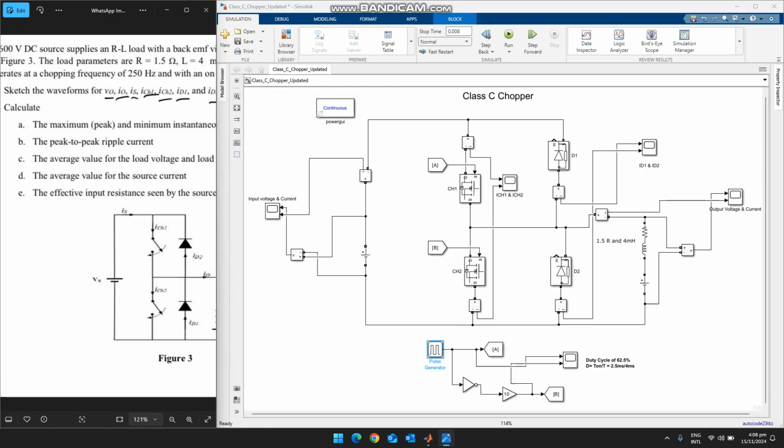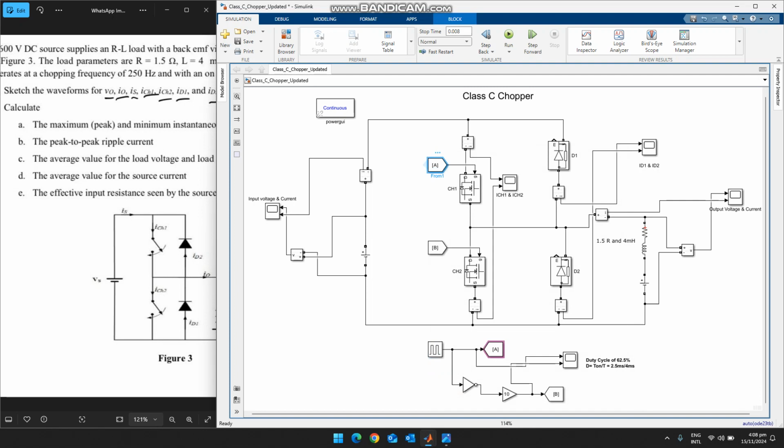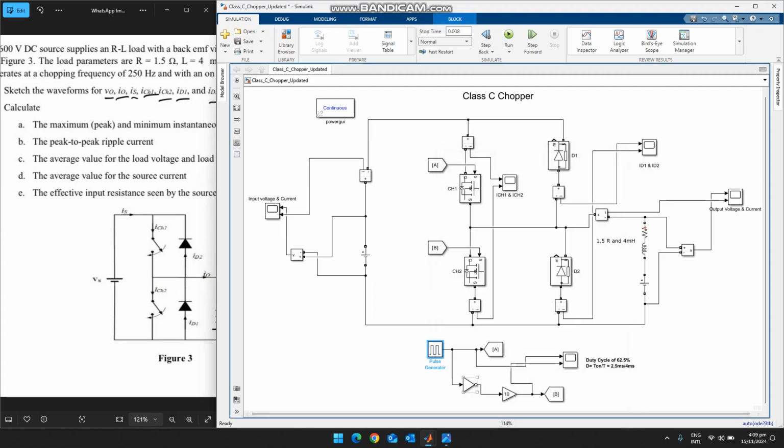Now you have seen I am giving this pulse generator output to A, but I am using a NOT gate. NOT means opposite. Whatever the output at A, it will be inverted by this NOT gate, because we don't want to switch on this as well as this at the same time. So that's why we have inverted and then multiplied by 10, because here the amplitude is 10. So this will give an output of 1 or 0, and multiplying with 10 it will give the output. So this B is given here and A is given here.